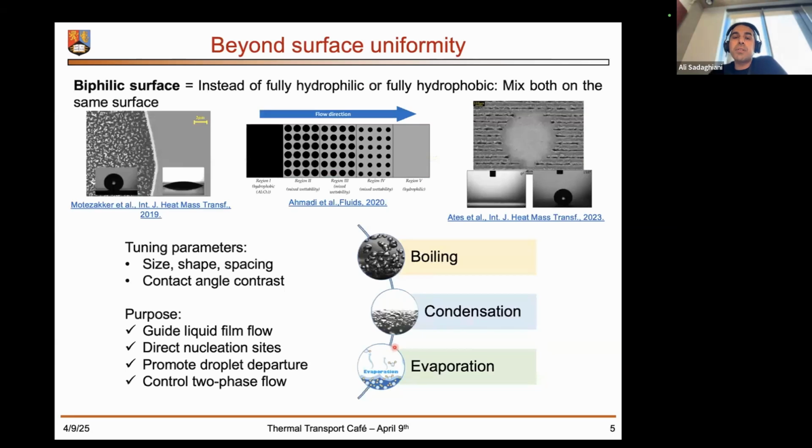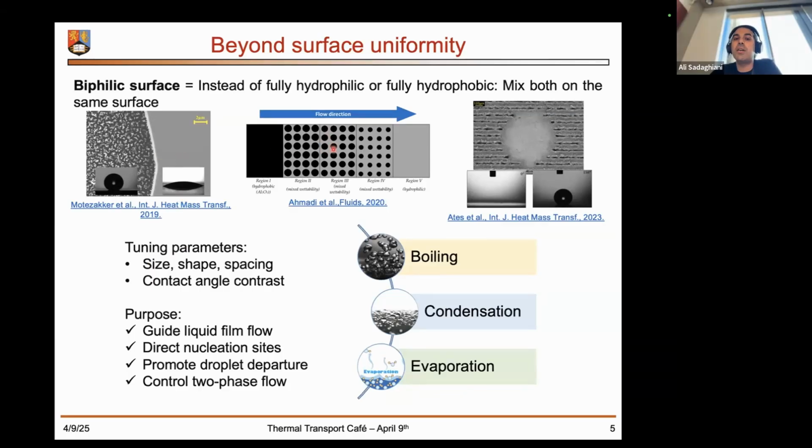Now, the idea behind surface mixed wettability is to take advantage of one wettability and compensate for the disadvantages using the other type of wettability. So we can have superhydrophobic and hydrophilic, or superhydrophobic and superhydrophilic, or hydrophilic and hydrophobic, the combination between the surface wettabilities, or we can even have three different wettabilities if we want some specific applications. So the tuning parameters affecting the design are size, shape, and spacing.